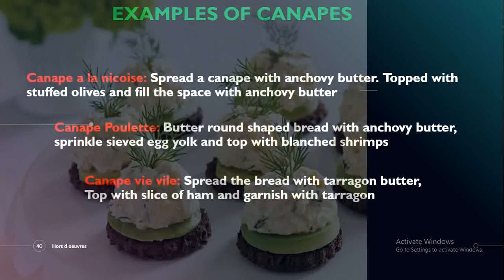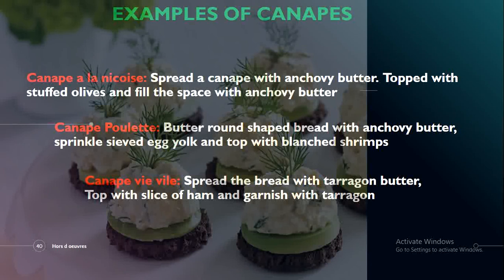And again we have canape alla Niçoise. The spread is like anchovy butter, and it is topped with stuffed olives, and again the space is filled with anchovy butter. So basically we have only 3 ingredients: the base and anchovy butter as well as olives. As in salad Niçoise, here again a combination of anchovies and olives came, and it is a common combination in French cuisine. Like we are making tapenade, an anchovy and olives paste, and it's a common combination. Or even in salad we are using the combination of anchovies and stuffed olives.